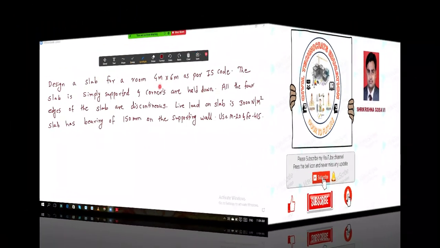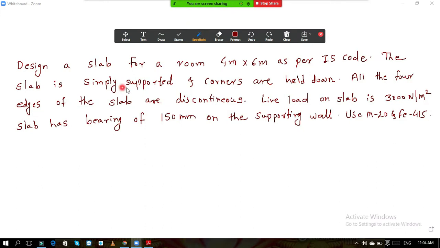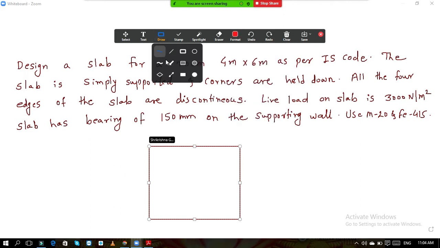Meter by 6 meter is the panel. And you can see what they have told us. The corners are held down. Corners are held down means what? If you see, this is a slab. The corners are held down means in the corner some steel is provided. In the corners steel is provided.